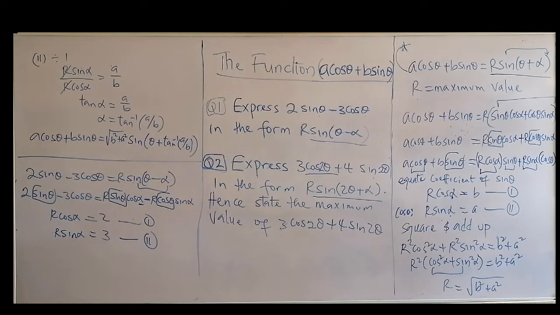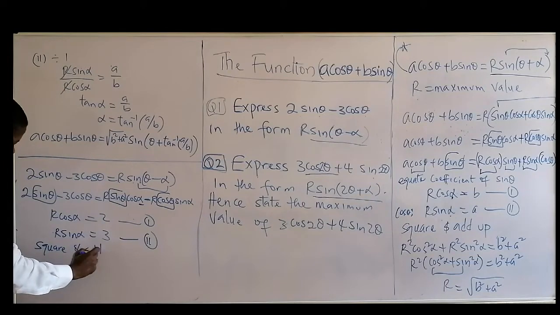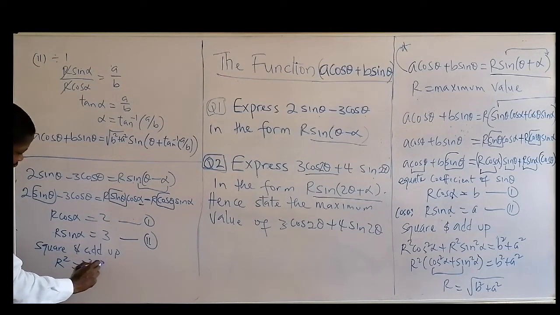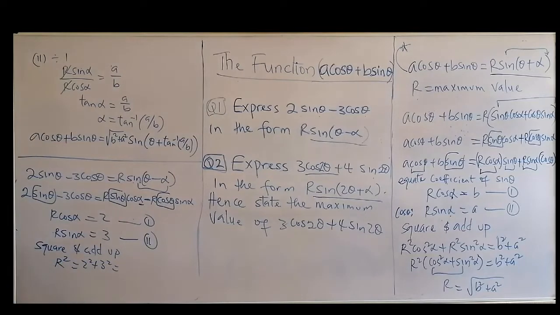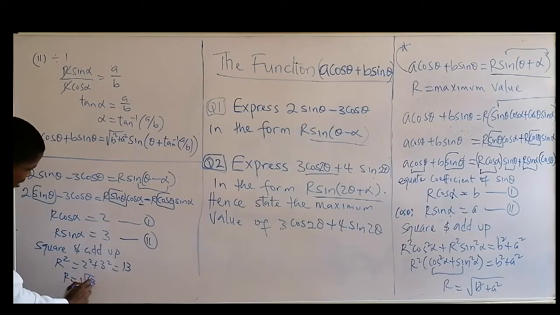Then square the two equations and add up. If you add up, this will automatically become R squared, and this will be equal to 2 squared plus 3 squared. That's 4 plus 9, that's 13. So r is the square root of 13. That's the maximum value.